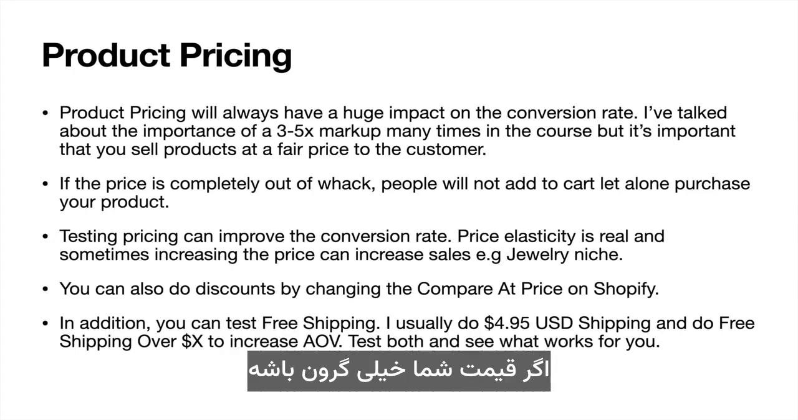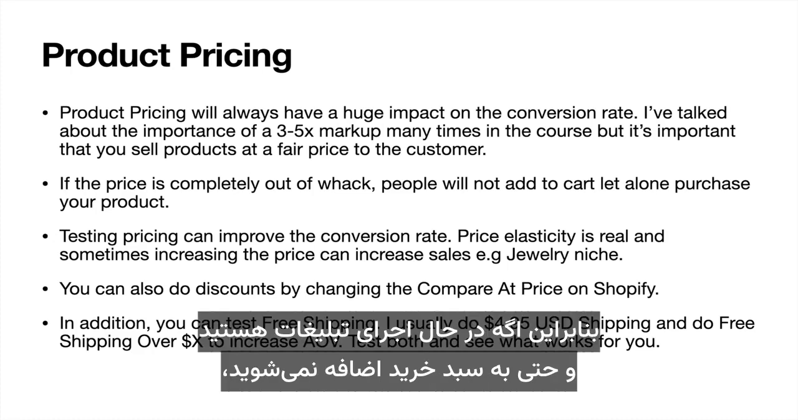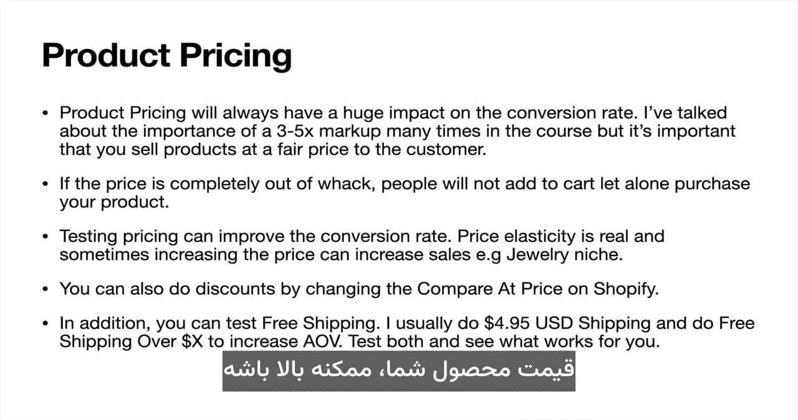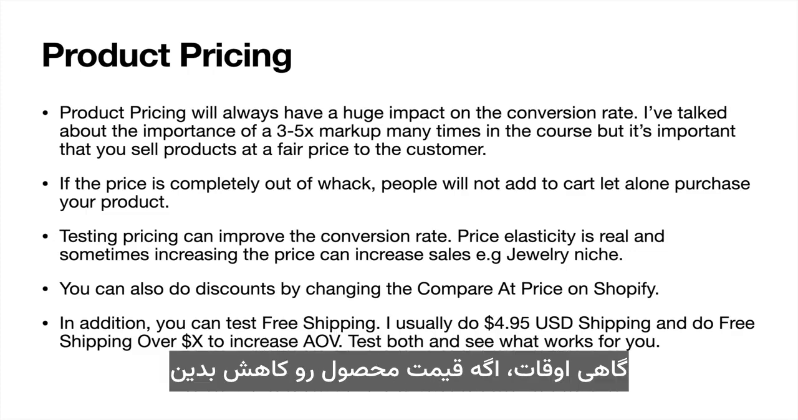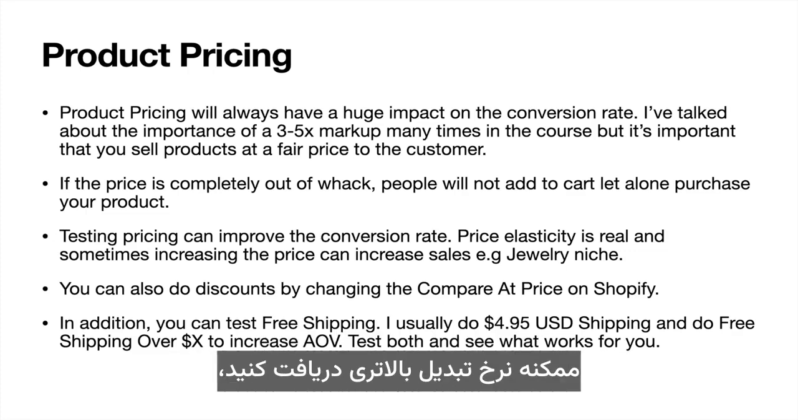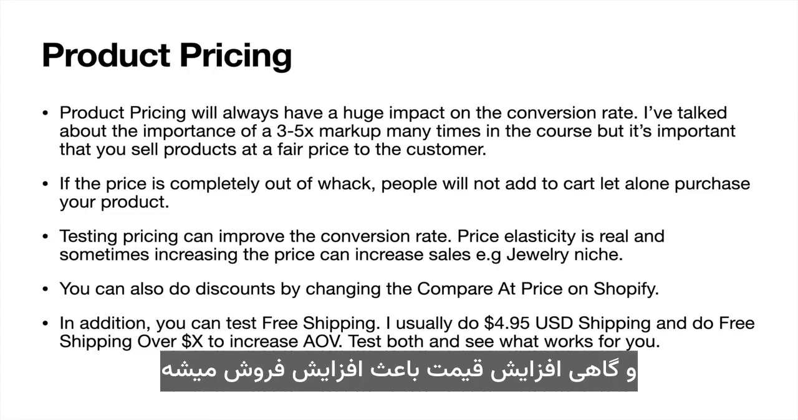If your price is completely out of whack, people will not add to cart, let alone purchase. So if you're running ads and you're not even getting add to carts, your product pricing may be off. Now, testing pricing can improve the conversion rate. Sometimes, if you decrease the product price, you might get a higher conversion rate. Price elasticity is very real, and sometimes increasing the price can increase sales.